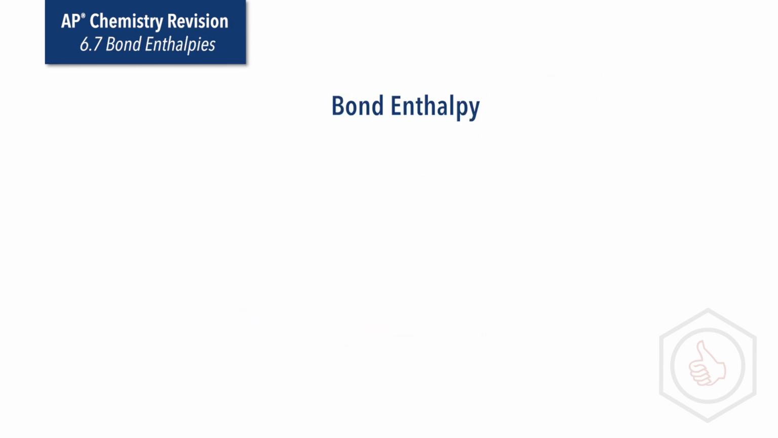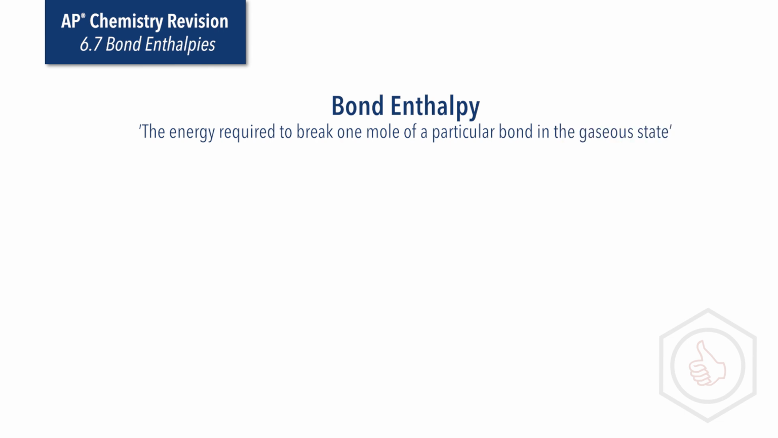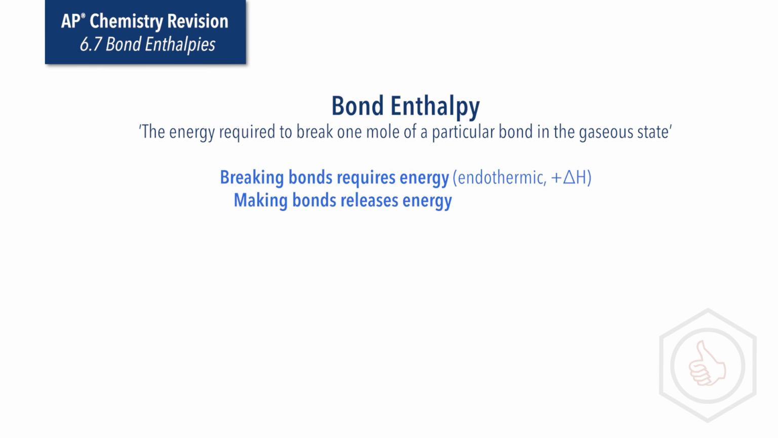Bond enthalpy is defined as the energy required to break 1 mole of a particular bond in the gaseous state. This is also sometimes referred to as bond dissociation energy. Breaking bonds requires energy. It's an endothermic process, whereas making bonds releases energy. It's an exothermic process. This is because to break a covalent bond, energy is required to overcome the attraction between the shared pair of electrons and the positively charged nuclei of each atom.